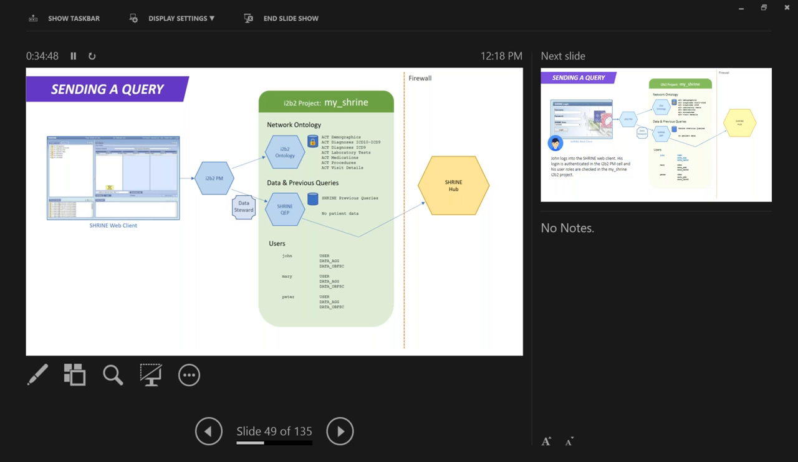I'll get you. No problem. The Shrine users always have data aggregation and data obfuscation. Is that hard coded in there, or is that something you have to make sure of? Sam, maybe you can. When you create a new user, it's checked by default. By default, okay.